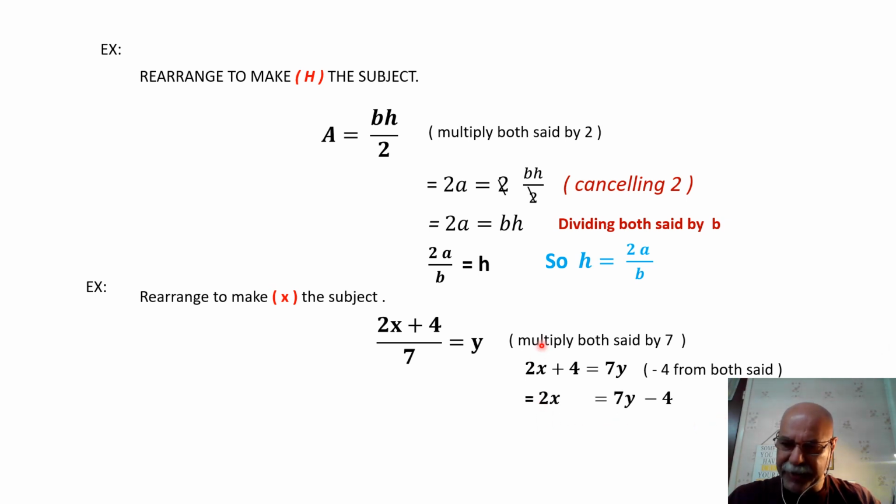Now we get 2x minus 4 plus 4, which is gone, 0, equal 7y minus 4. Now I make the x the subject: x equal 7y minus 4 over 2. I divided by the coefficient of x.